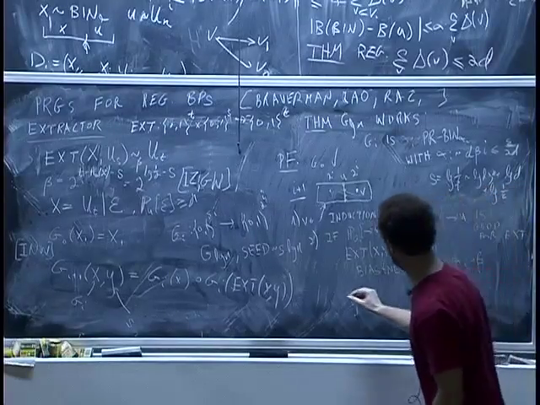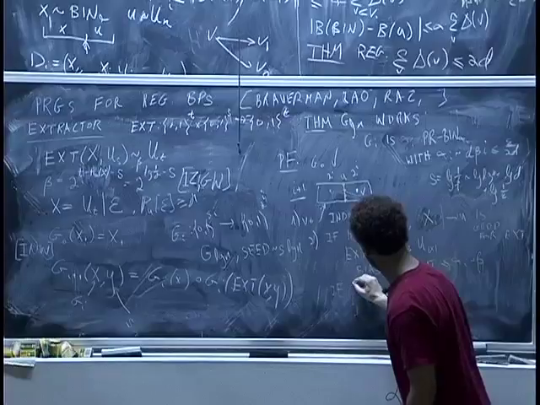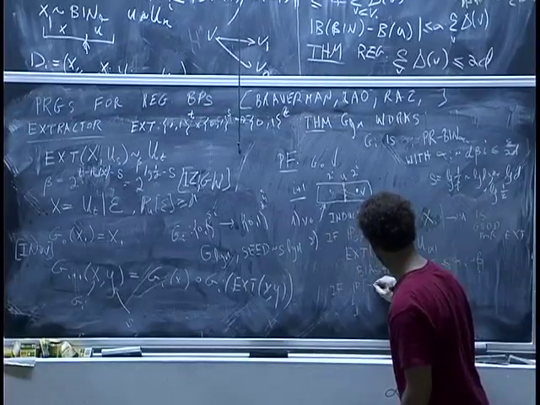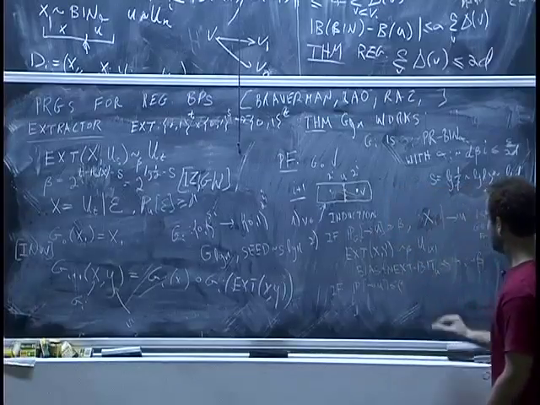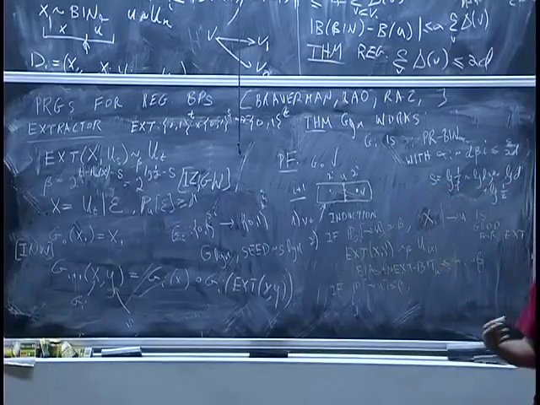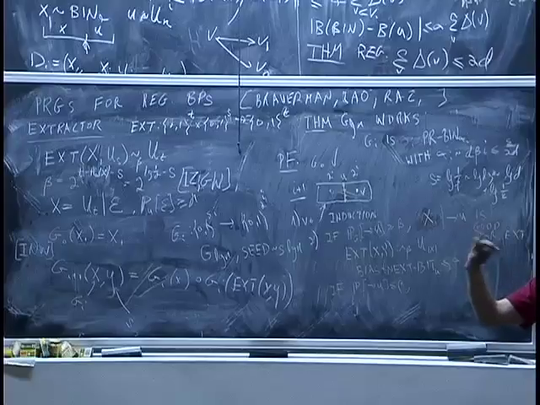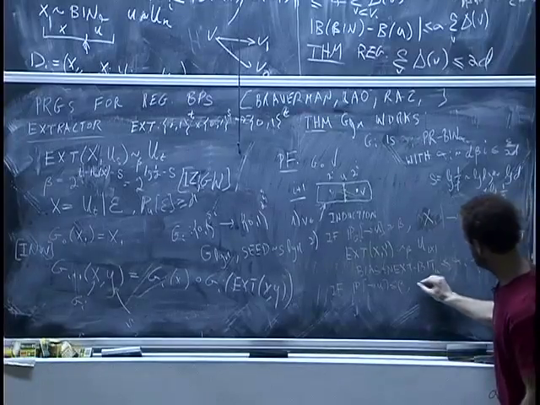So we have this, and on the other hand, if the probability of reaching U is less than beta, then the whole thing contributes to the total bias at most beta.